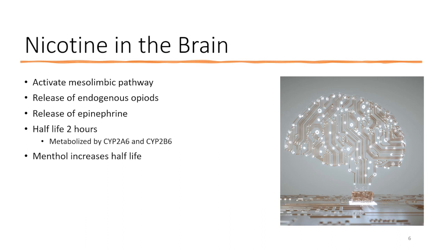The normal half-life of nicotine is about 2 hours, though it can be increased by the addition of menthol. Menthol, a common additive to cigarettes, has been shown to increase the half-life of nicotine by inhibiting its metabolism, allowing its effects to be felt for longer. What happens when someone is exposed to too much nicotine, or for too long a time?